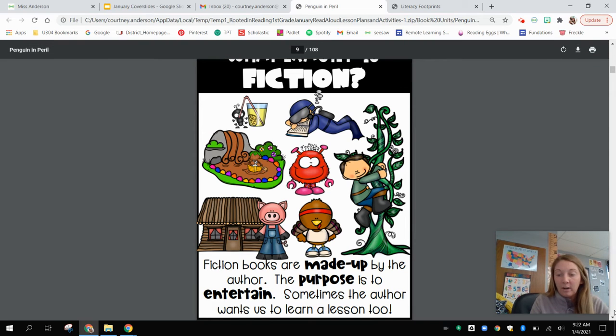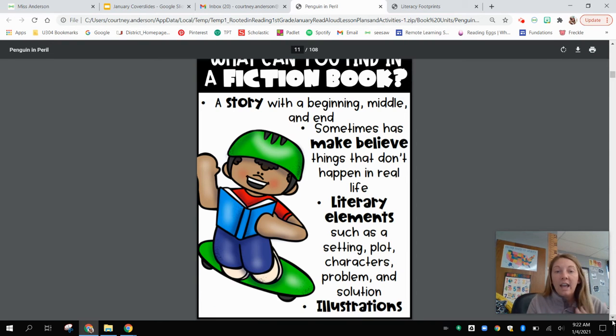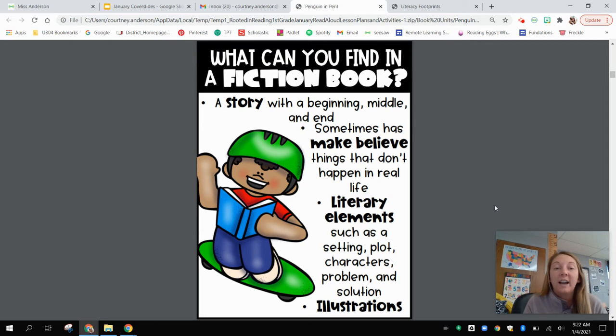So I'm going to scroll down here on my screen and you guys can see another poster that says, what can I find in a fiction book? All right, so there's a few things here that we can find in a fiction book that you cannot find in a nonfiction book. So these are some ways you can tell the difference and know that it's a fiction book. One of them is a story that has a beginning, middle, and end, and sometimes has make believe things that don't happen in real life.